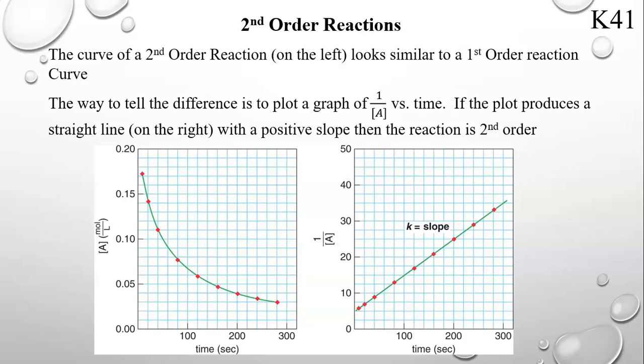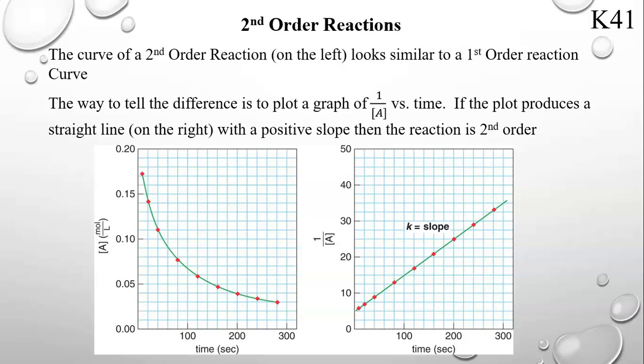The way to tell the difference is to plot the graph of 1 over the concentration of A versus time. If the plot produces a straight line on the right with a positive slope, then the reaction is second order. So what you would do here is you have this curve. You say it might be first order, it might be second order. I'm not really sure.